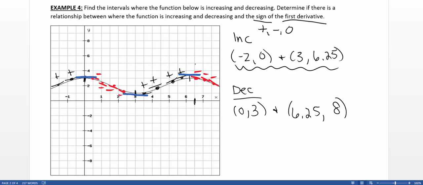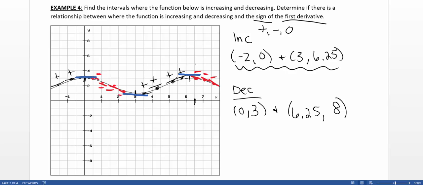So again, if our function's increasing, any derivative that we calculate on that interval, we expect to be positive. If our function's decreasing, any derivative we calculate on that interval, we expect to be negative. And if we're at the point where we turn around from increasing to decreasing or decreasing to increasing, we're expecting our derivative to be 0.